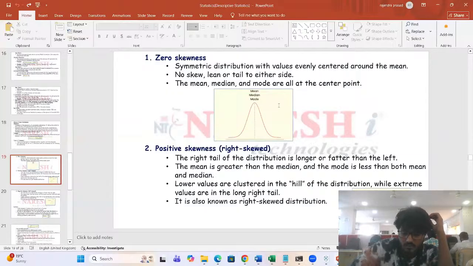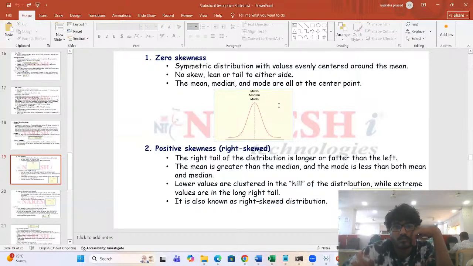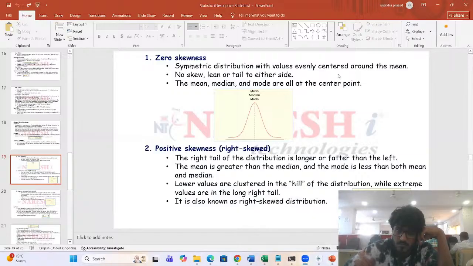Or one more metric: for whatever column you have, calculate the mean, calculate the median, calculate the mode. If all three metrics give the same output, you get my point? You calculated mean, median, and mode, and all the values give you the same output, then the data is known as zero skewness, symmetric in nature, normal distribution. Multiple ways you have, guys.